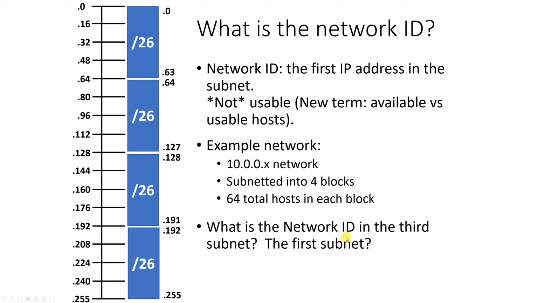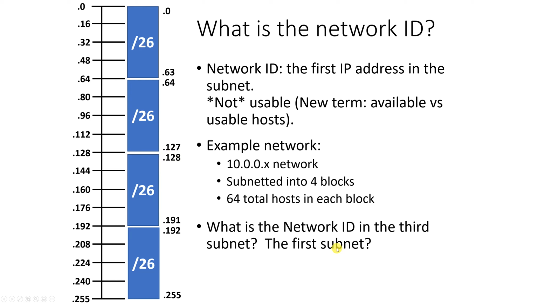Well, how do you break this question down? So, network ID in the third subnet. What's the definition of network ID? It is the first IP in the subnet. So, what is the first IP in the third subnet? So, let's go down, find the third subnet. Here it is. Here's the third subnet. The first IP address is 10.0.0.128. So that's the network ID.